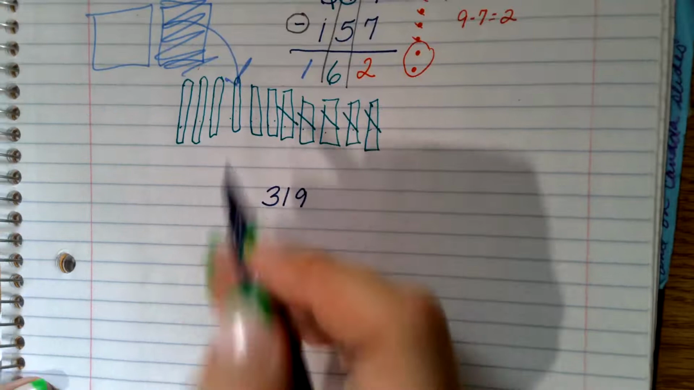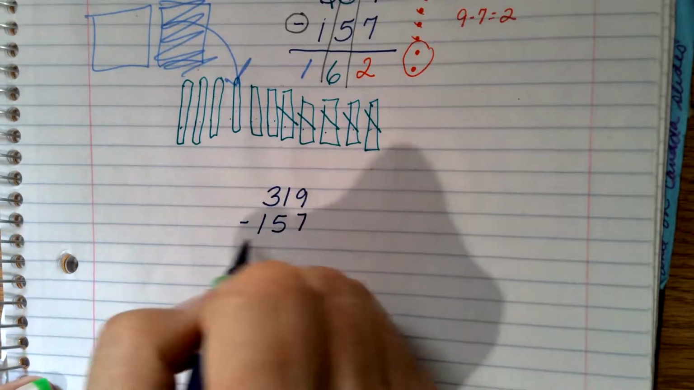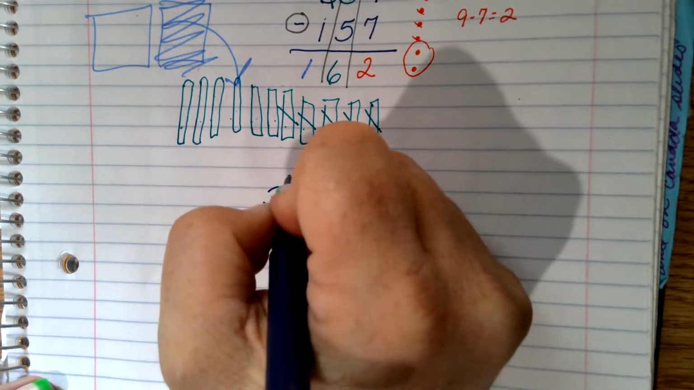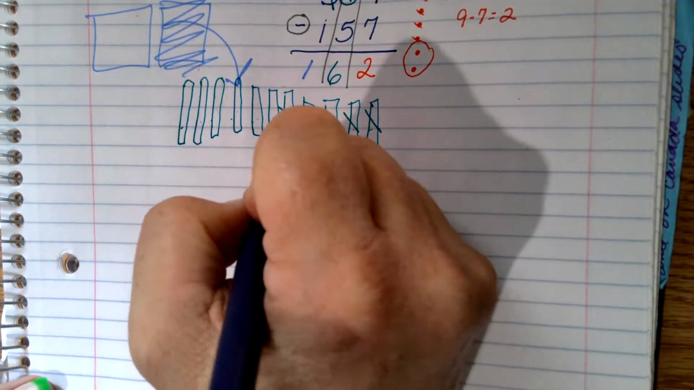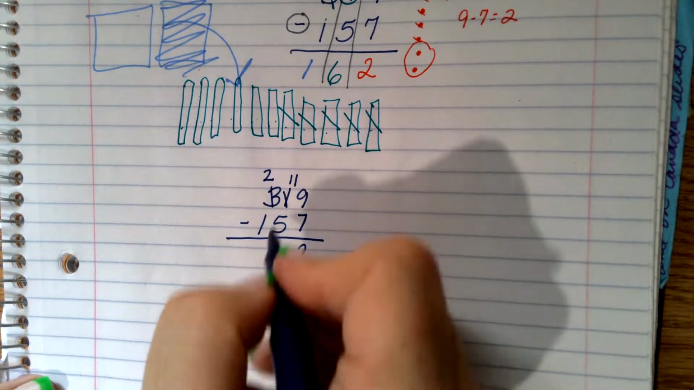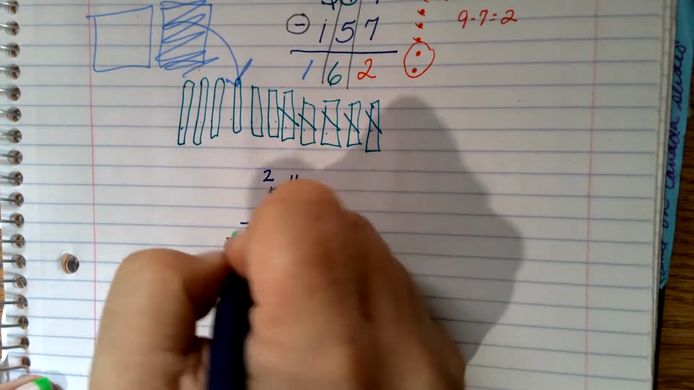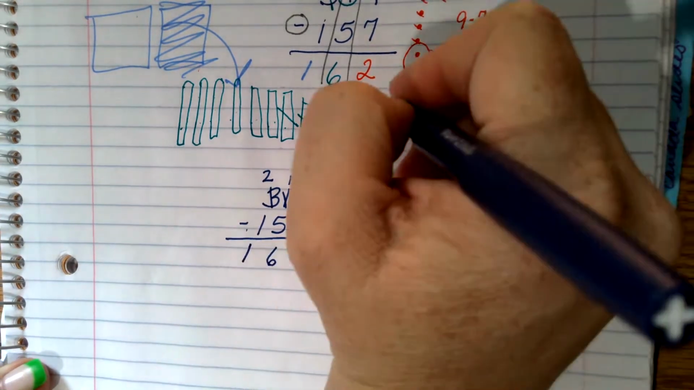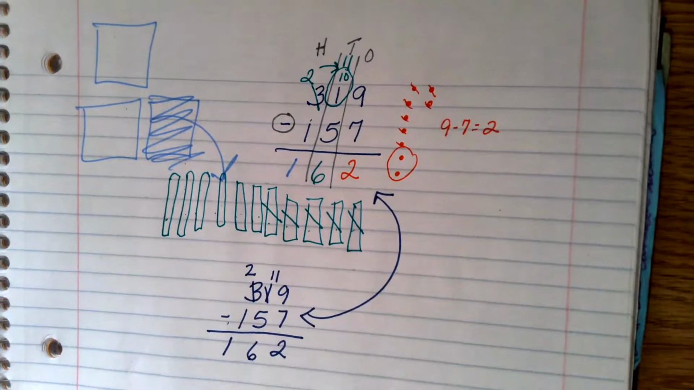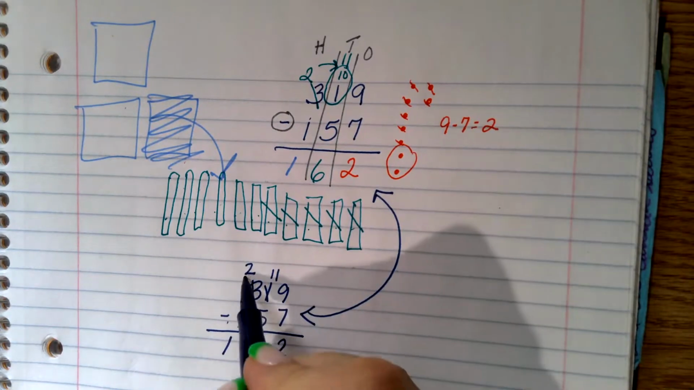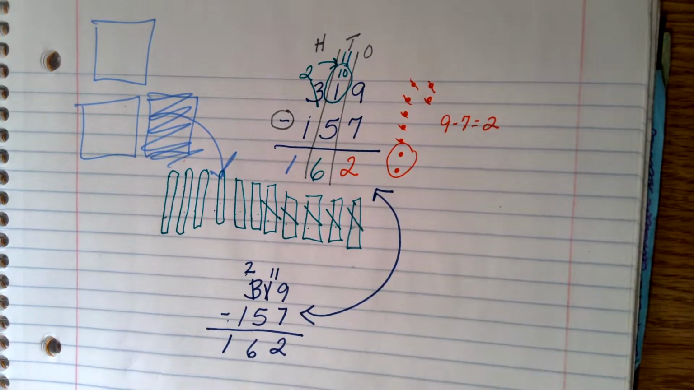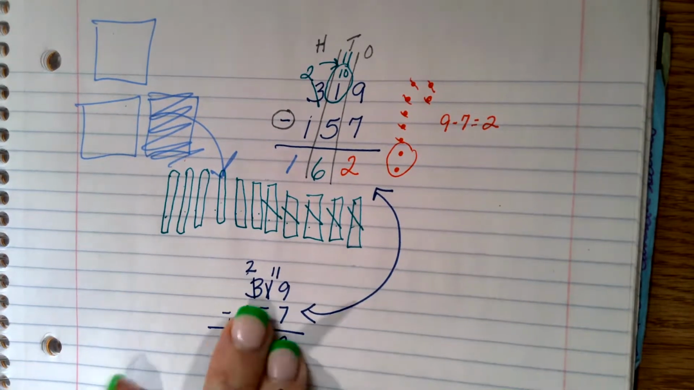Your parents may explain it this way. 319 minus 157. We have 1 here. We can't take away from 1, so we're going to borrow and make this 11, and this becomes 2. 11 minus 5 is 6, and 2 minus 1 is 1. These are the same thing. We're converting from hundreds to tens in the first one, and this is still converting from hundreds to tens. It just is described a little bit differently. If your parents explain it to you this way, that's fine.